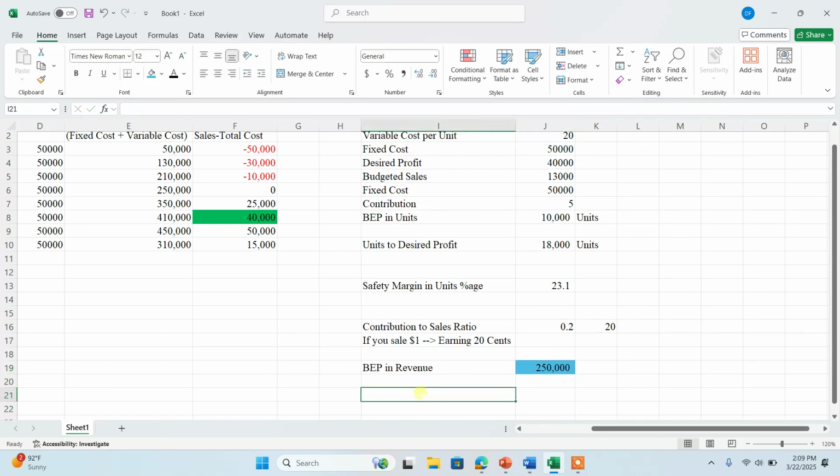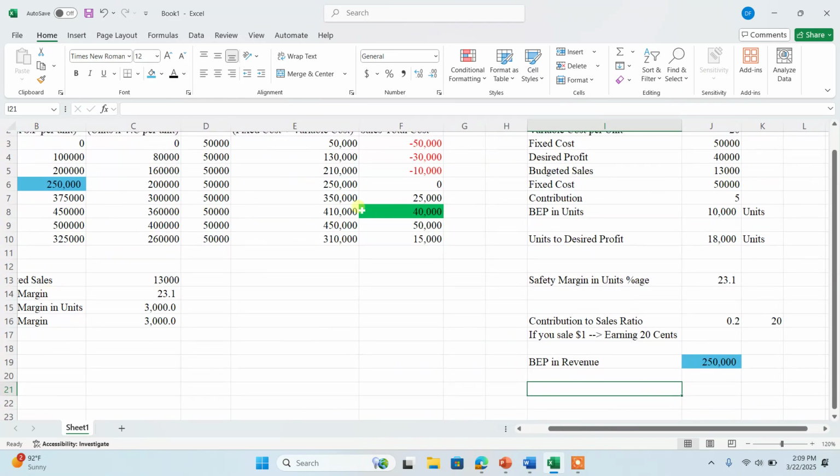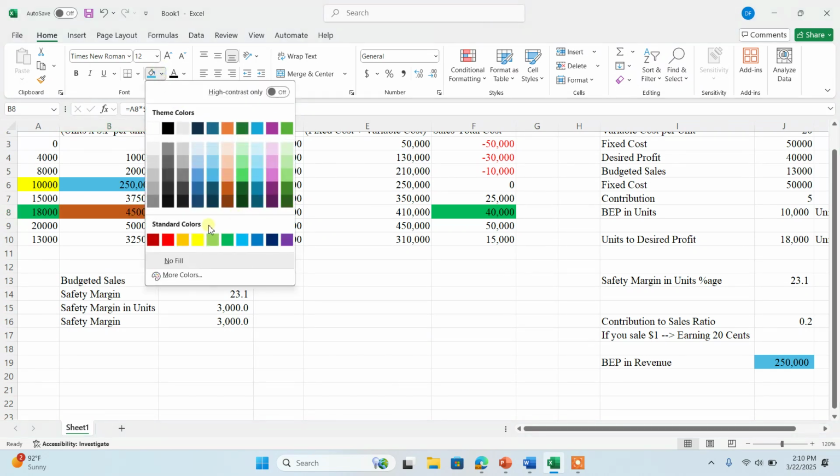Yes, my dear. Now, if you want to achieve the desired profit, how much sales volume should you achieve? We have learned that in terms of units. If you remember, my desired units to achieve the desired profit of 40,000 were 18,000. If there is a question asking how much sales volume is needed to achieve the desired profit, this is the 4,50,000.